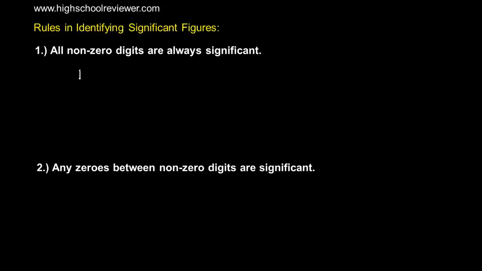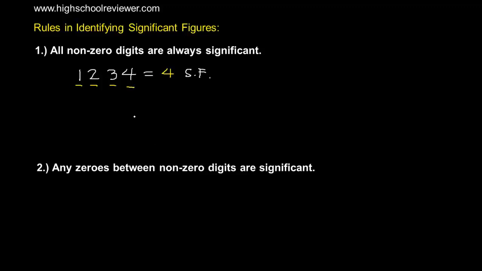Let's say we have here 1, 2, 3, and 4. As the rule states, all non-zero digits are always significant. Our problem here involves all non-zero digits. We have here, let's count the non-zero digits. We have 1, 2, 3, and 4. So we have here 4 non-zero digits. And since all of them are always significant, we will have here 4 significant figures.